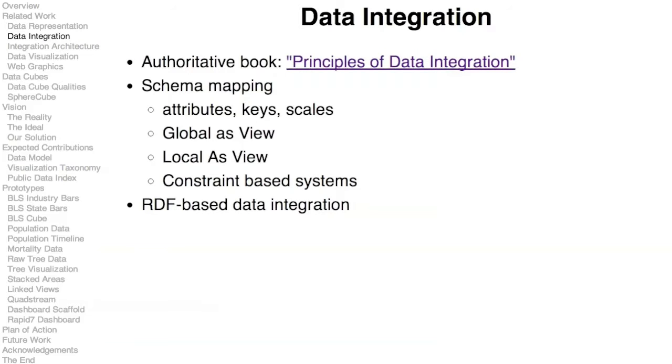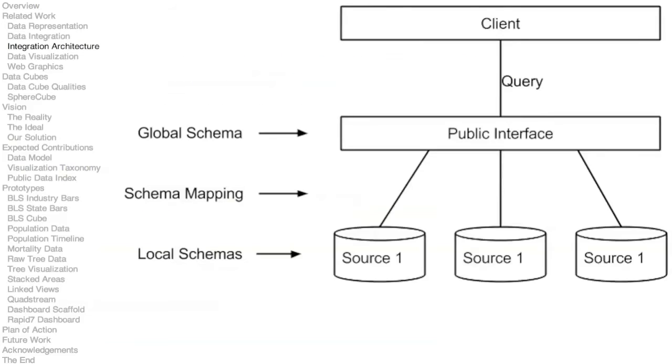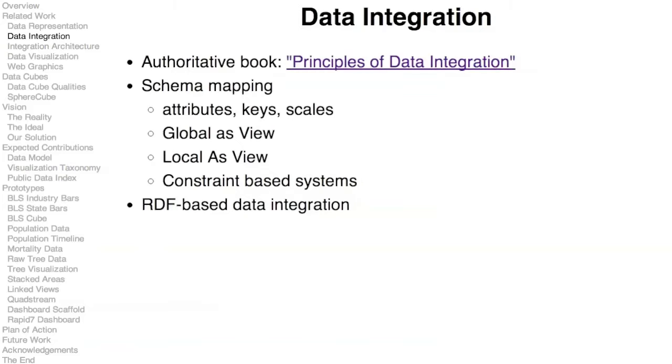So global as view is a schema mapping technique where there are views defined on the sources in the global schema. And local as view is the other way around, where the data sources are defined in terms of the global schema. And more modern approaches just use constraints and say these are equivalent, like this is the mapping, and then some system figures out how to compute the queries. And RDF, the semantic web, also claims to be like the greatest data integration platform, and a lot of work has been done with RDF data integration.